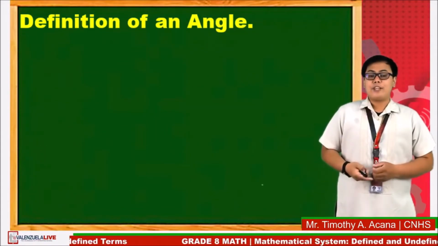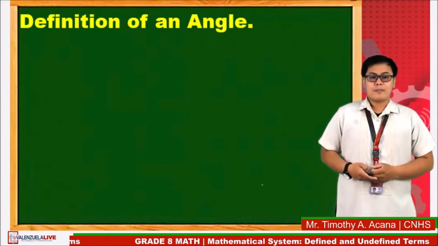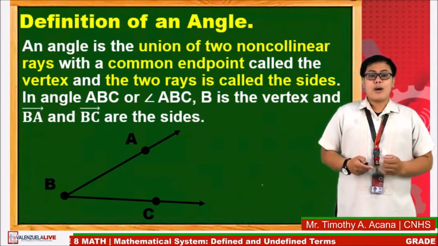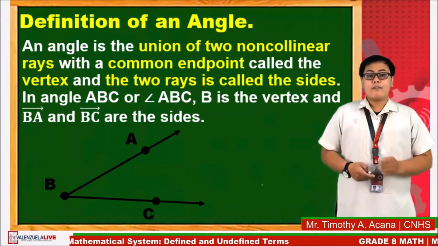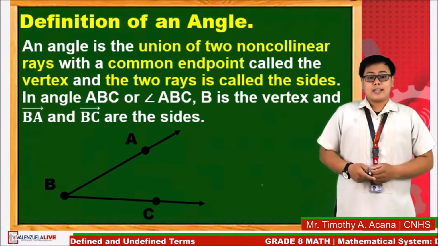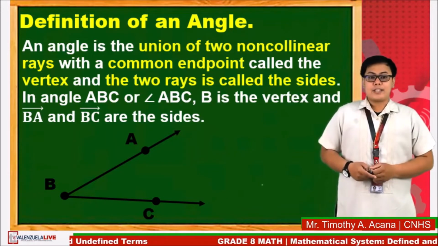Next, we have definition of an angle. An angle is the union of two non-collinear rays with a common endpoint, called the vertex, and the two rays are called the sides. In angle ABC, or angle ABC written in symbols, B is the vertex, and ray BA and ray BC are the sides.